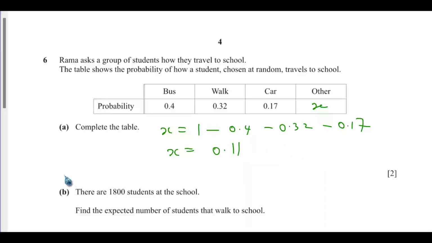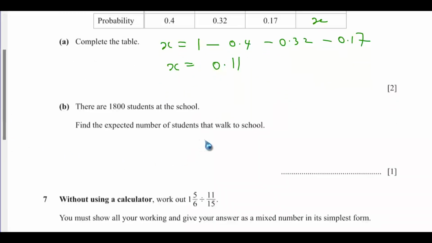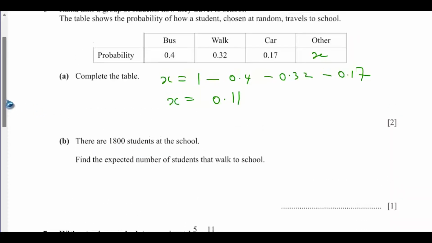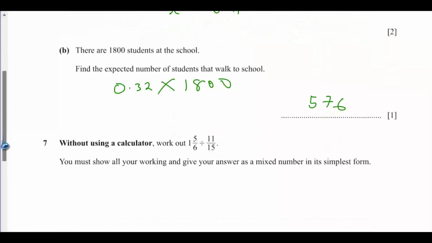Then let's go to part B. There are 1,800 students at the school. Find the expected number of students that walk to school. So the probability of students that walk to school is given as 0.32. So you can multiply it by 1,800, and this will give you 576. So this is the expected number of students that walk to school. Let's go to question 7.